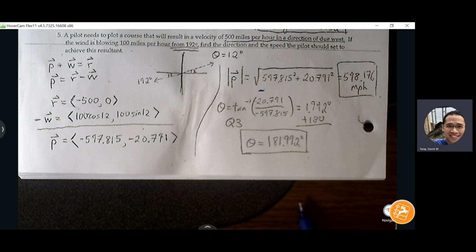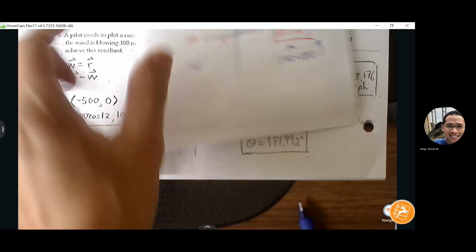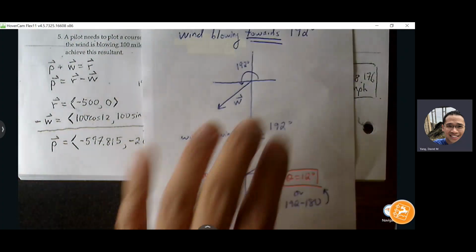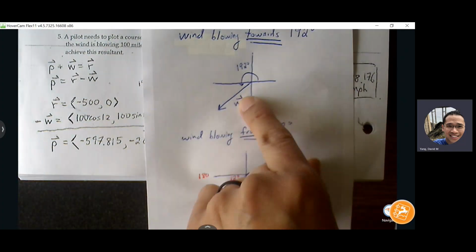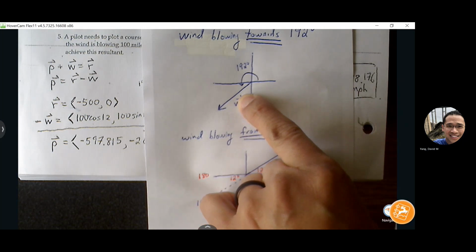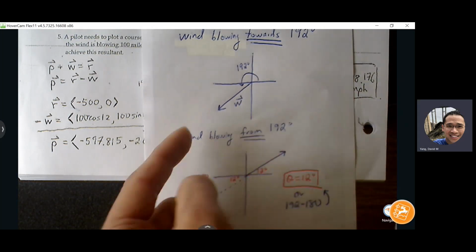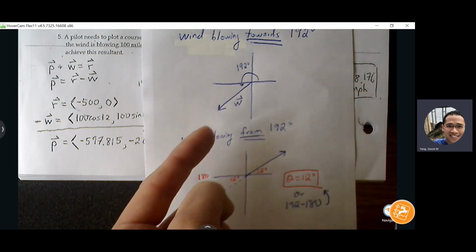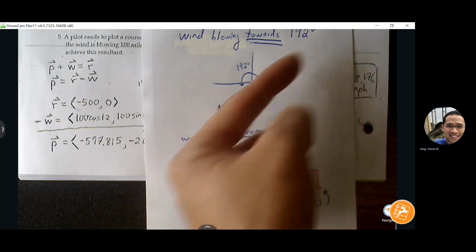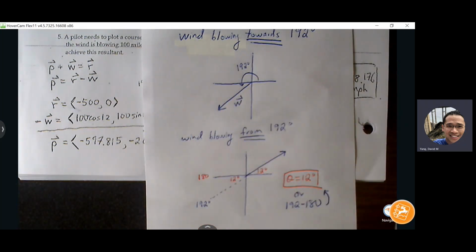Can you explain again the wind blowing from, when I was doing it? Yeah, so if the wind is blowing towards 192, then you know it's in the third quadrant. But if it's blowing from 192, that means it's not going away, it's going in this direction. So it's going in the opposite direction of 192. If I know that opposite is just 180 degrees away, I can do 192 minus 180, and that will point me in the other direction.